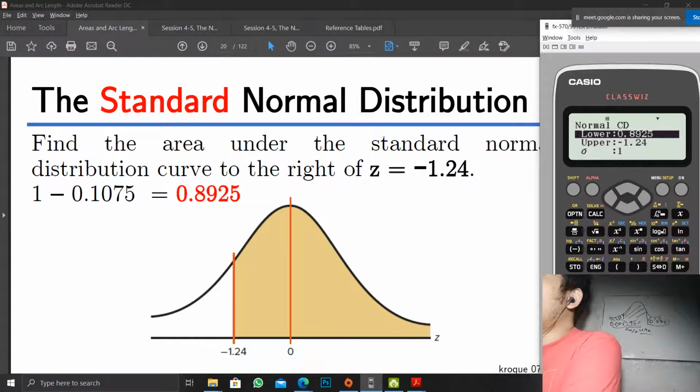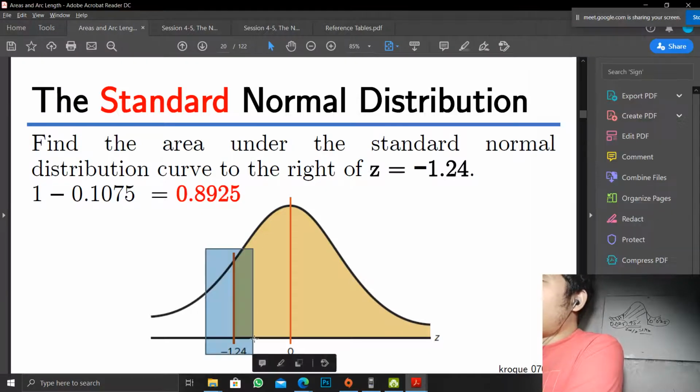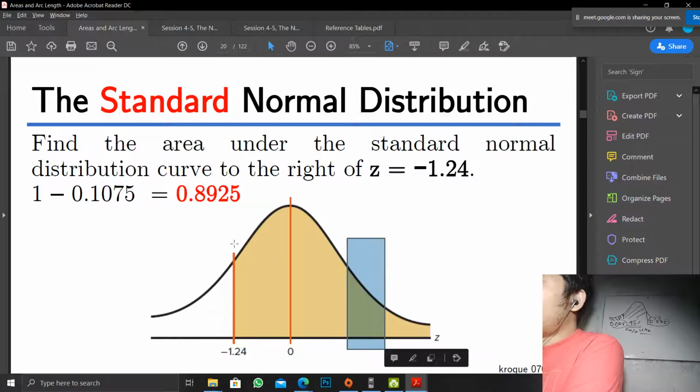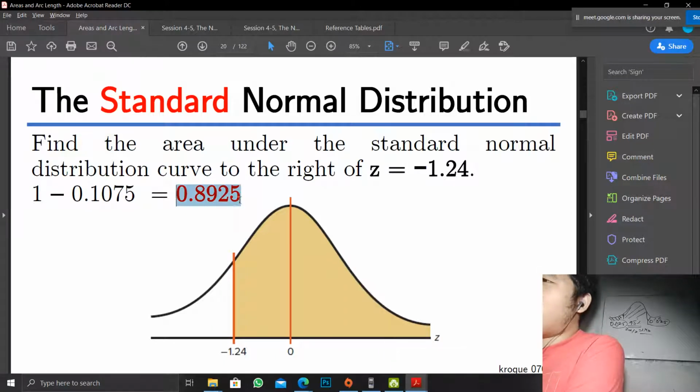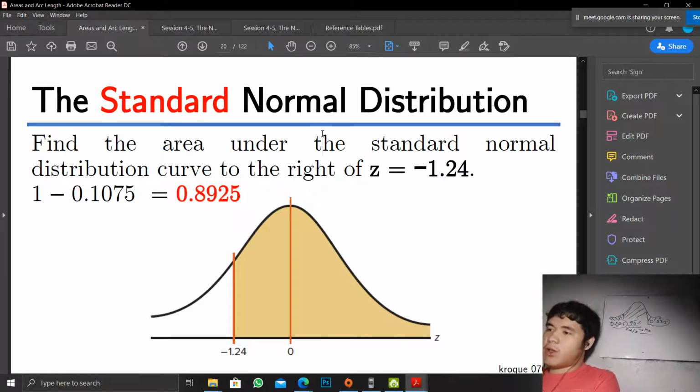Di ba, right of z equals negative 1.24. Now, let us get yung area to the left of z equals positive 1.24. Ano pansin nyo? Pareho, di ba? So, yan. Dahil symmetric yung property ng curve, if you get the positive of this, you'll essentially get the same area. Okay? I hope na imagine nyo. Parang mirror image. I hope you get me. Okay? Kasi it will be useful later.